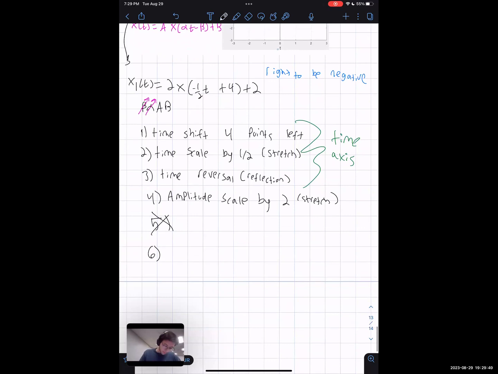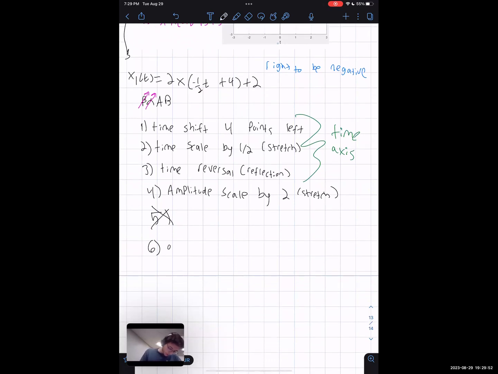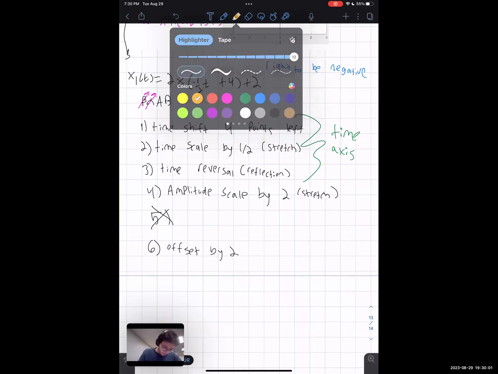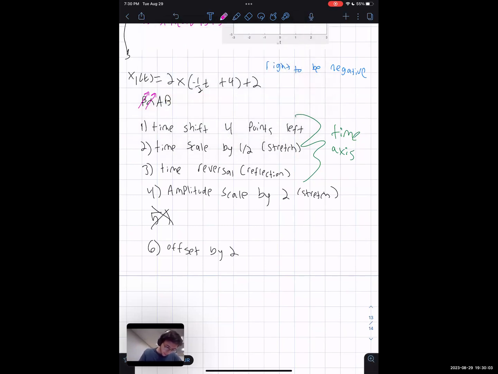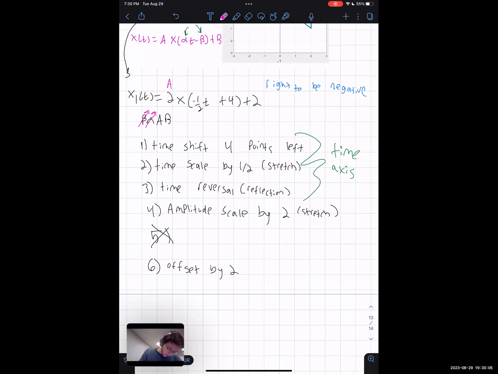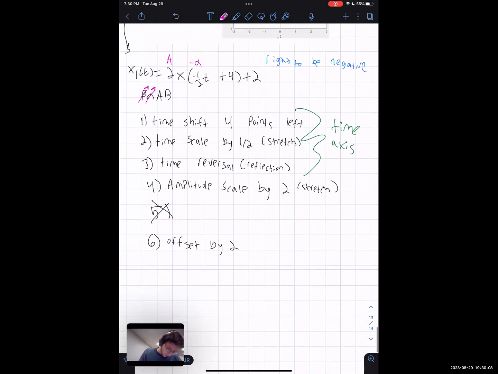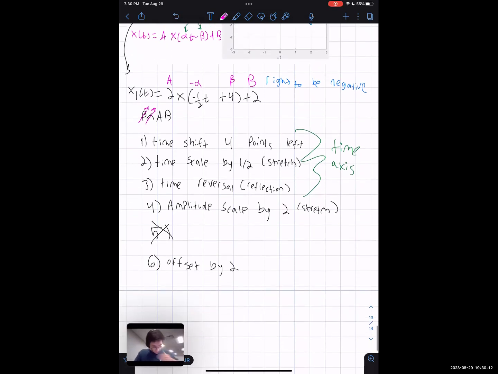There's no amplitude flipping or anything. And then we're going to have to offset by 2. Where do I get that? It's going to be from this. So we're in the last thing of B. Just to be extra clear, guys, so we make no mistakes: A, negative alpha, this is going to be beta, and this is B. So this offset by 2, are we going up or down? It's positive. So you're going to add plus 2 to all the y coordinates. So you're going to go up.